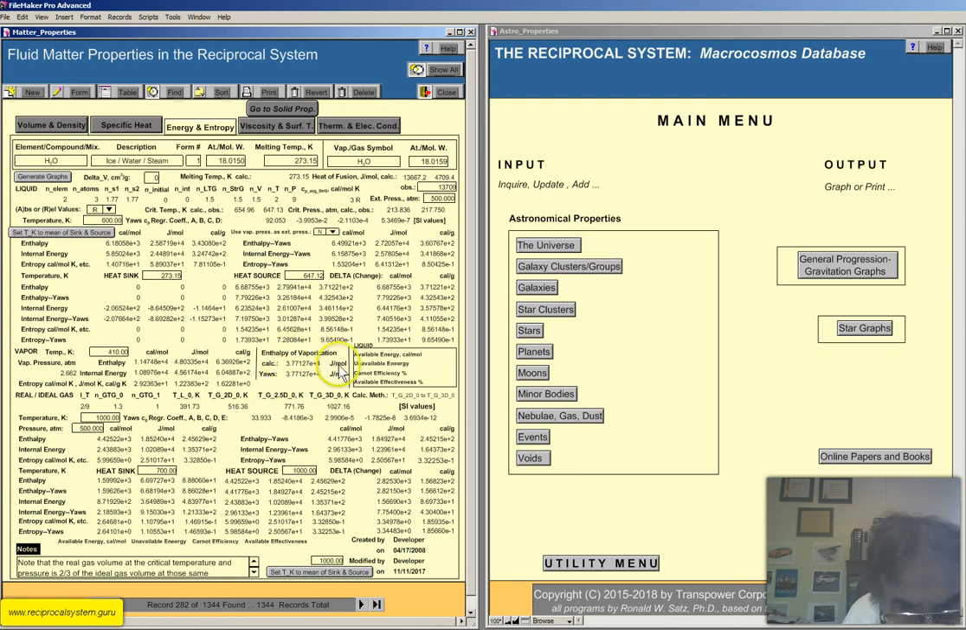Let's see if I say anything here. Okay, not sure about this right here. Available energy, cal per mole, unavailable energy, Carnot efficiency, available effectiveness. Anyway, I guess that takes care of all of these. It's interesting.